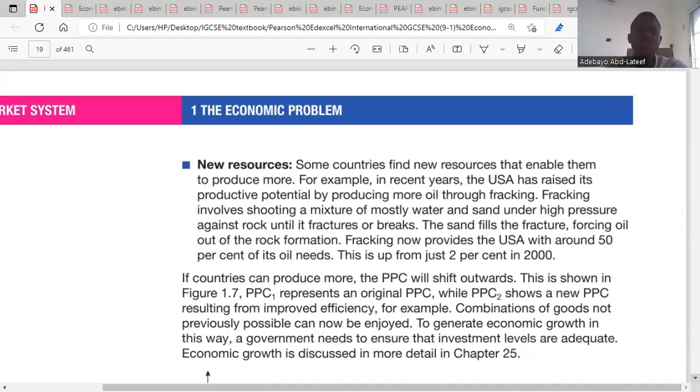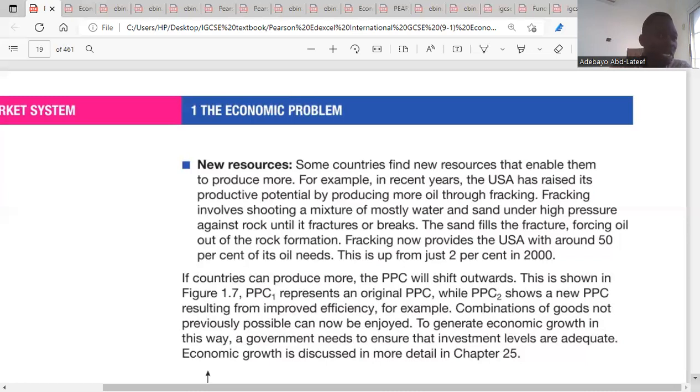I said that already. So what they are trying to tell us is a country that is able to find new resources that would add up to the resources they have, then the output will increase. So new resources can also be a way to have economic growth. Do you understand? We're talking about factors that determine economic growth in an economy.